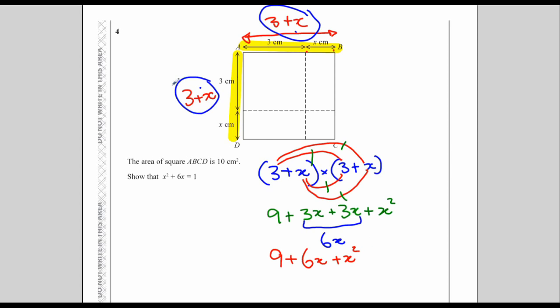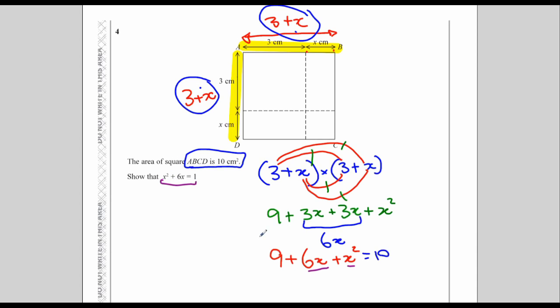Now we're told that the area is also 10 centimeters squared, so we can say equals 10. Now, we want to make it look like this, and we're not quite there yet. We've got the 6x, we've got the x squared.